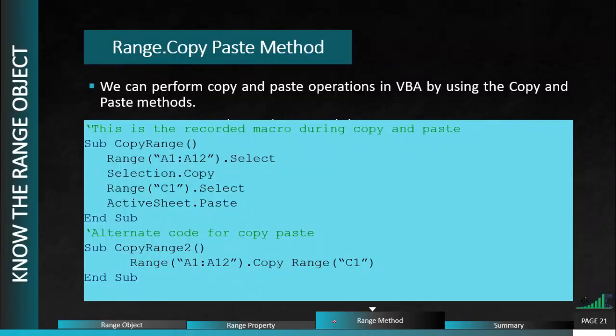I have written the same first one: Range select, Selection.copy, Range C1.select, and ActiveSheet.paste. So it is copying to the clipboard and pasting in C1. This is the copy paste method in VBA. Generally, we don't do it like this, because see how many lines of code you have written, 1, 2, 3, 4, and there is another line which is not written here.